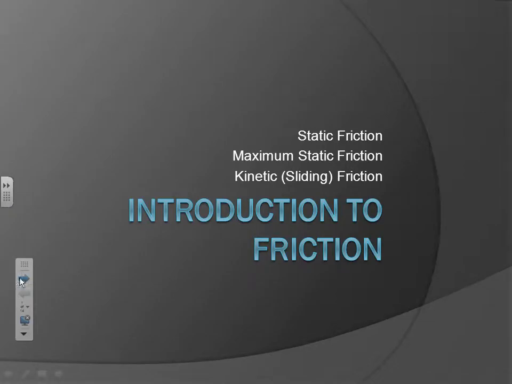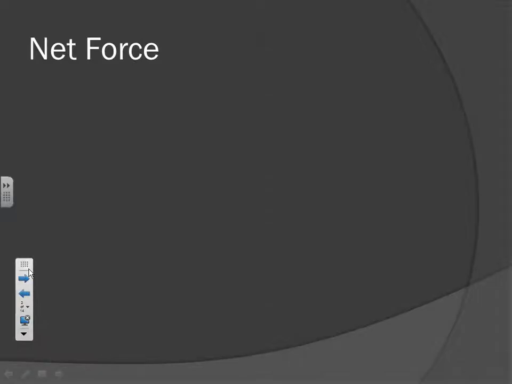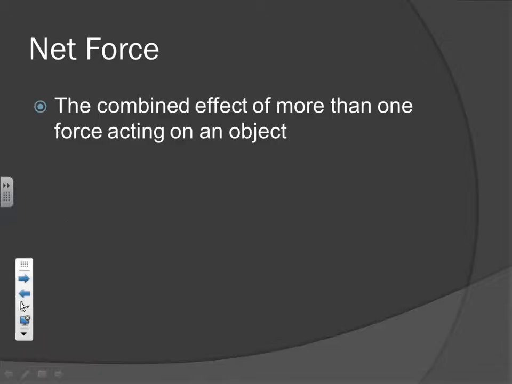Okay. All right. So first, net force. This discussion about friction starts with net force, which doesn't show up on your outline, but just to review. What is the net force on an object? The total amount of force, or the combined effect of more than one force, right?